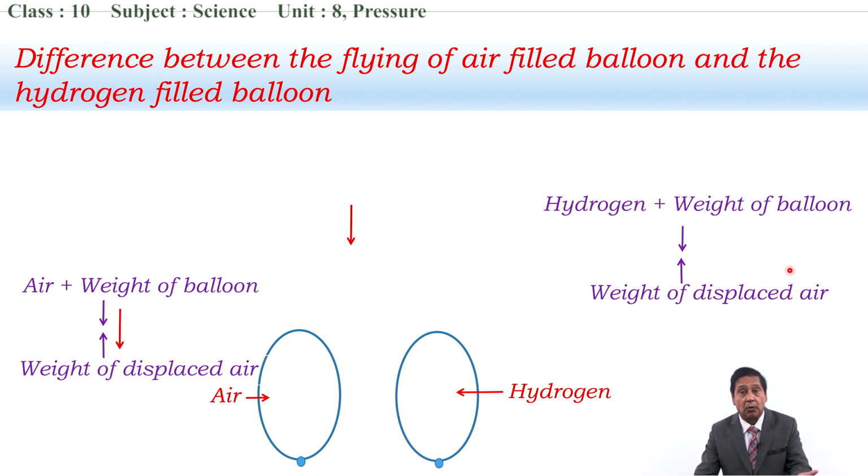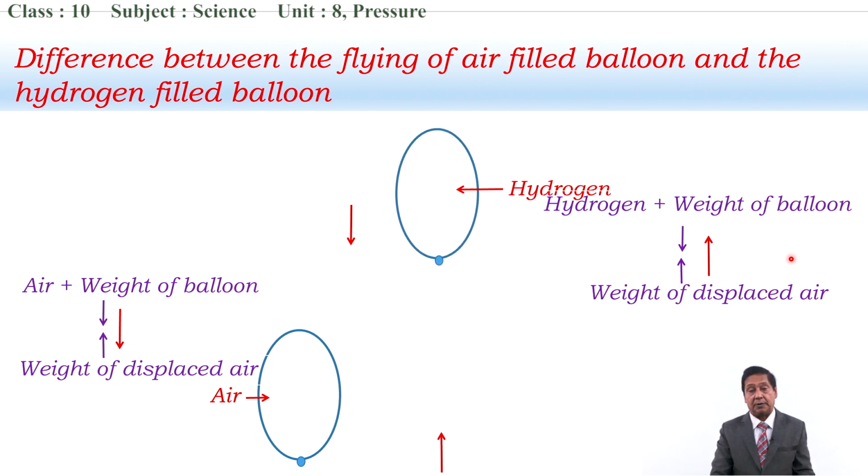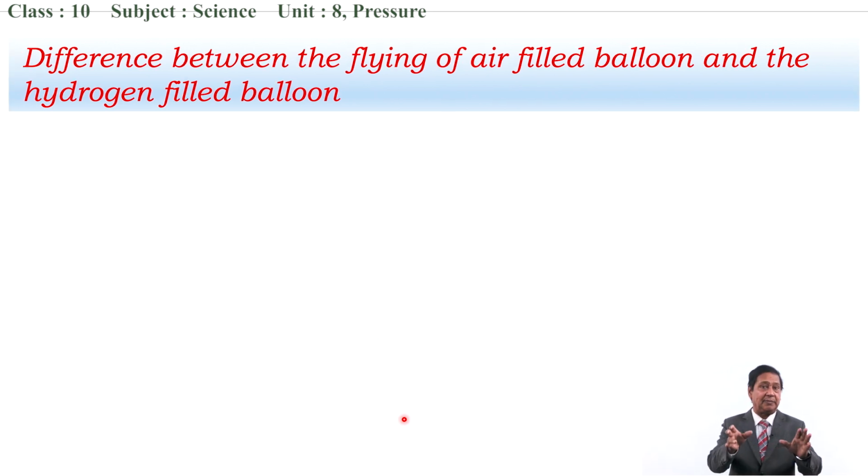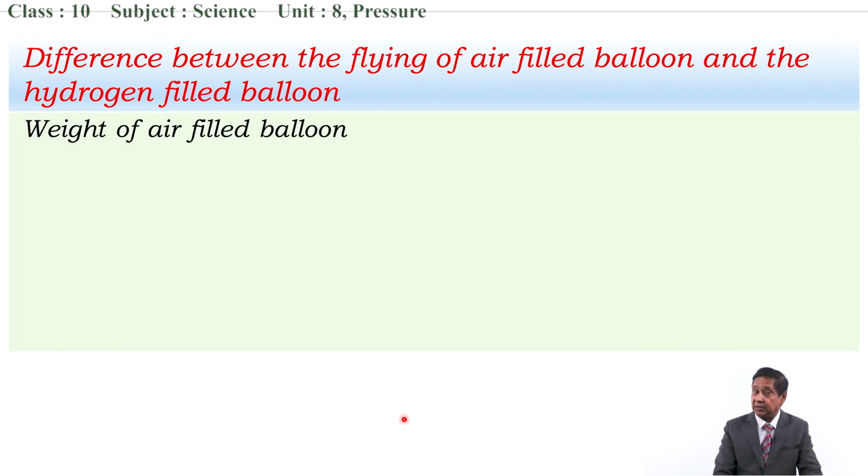Upward force is more, downward force is less. That's why the resultant force acts in the vertically upward direction. Because of this resultant upward force, the balloon moves upward this way. So, we can conclude that if a balloon is filled with hydrogen gas, then it moves upward. If it is filled with air, it moves downward. If we have to describe this shortly, then we can describe it this way.